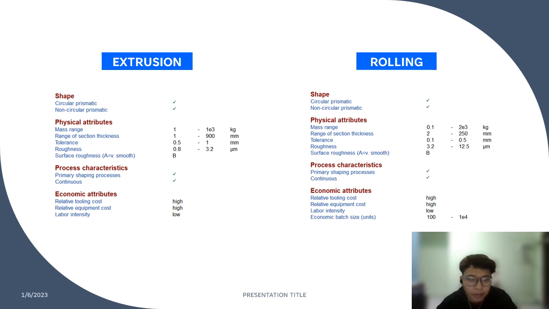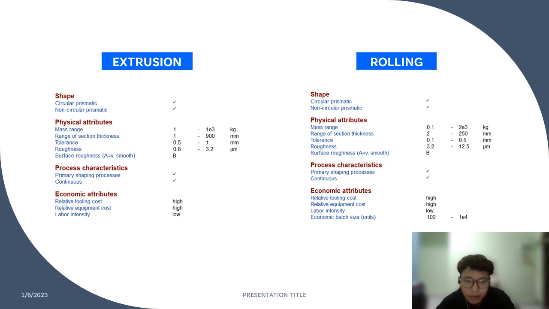Okay, so this will explain the detail about the process. For the extrusion process, it supports circular prismatic and non-circular prismatic shapes. For physical attributes, the mass range is about 1 to 10^3 kg, and the range of section thickness is 1 to 900 mm. Tolerance is about 0.5 to 1 mm, roughness is about 0.8 to 3.2 micron, and surface roughness is B. For the process characteristic, it is a primary shaping process and a continuous process. For economic attributes, relative tooling cost is high, relative equipment cost is also high, and labor intensity is low.